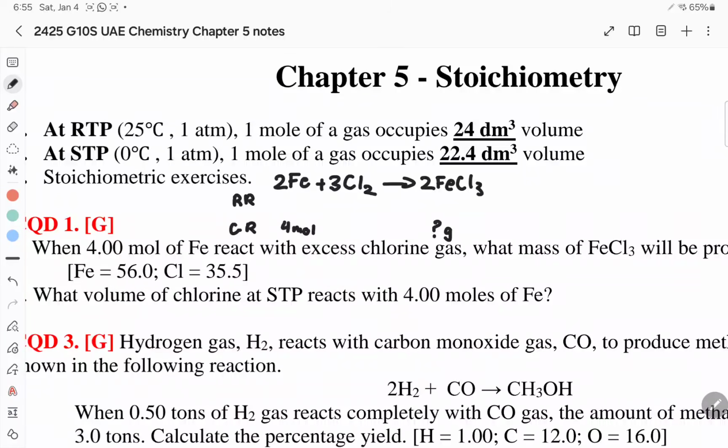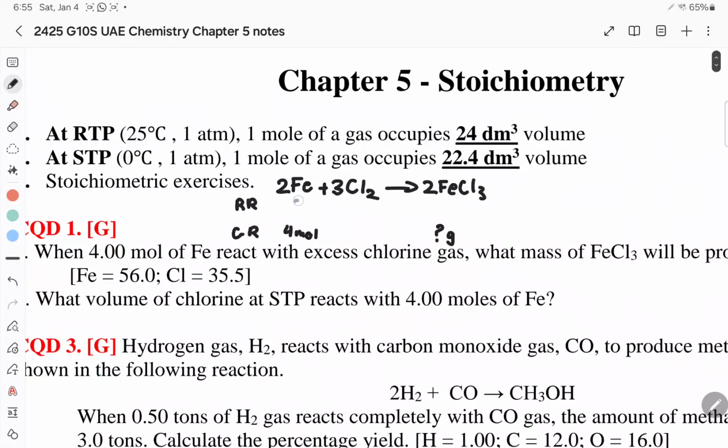So we know here we have 2 moles of Fe in our reacting ratio. And to find how many grams is in our reacting ratio, we do 2 times the molar mass of FeCl3, which if I use my calculator, is 56 plus 3 times 35.5, so 2 times 162.5, which is the same as 325.